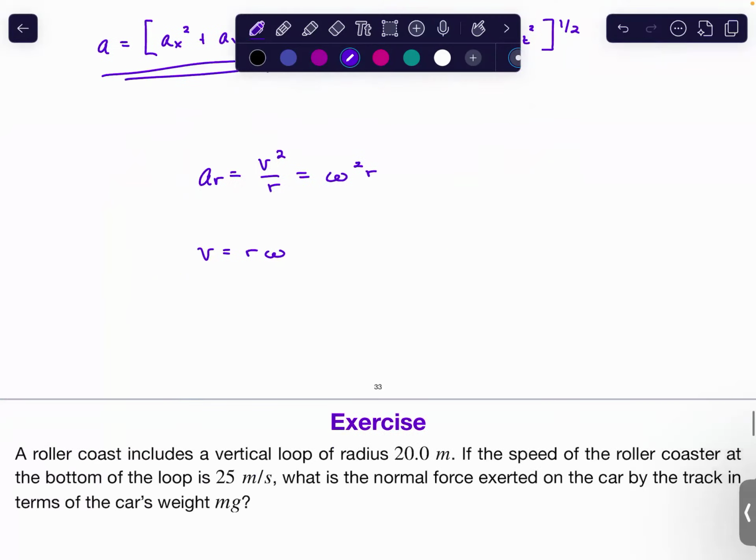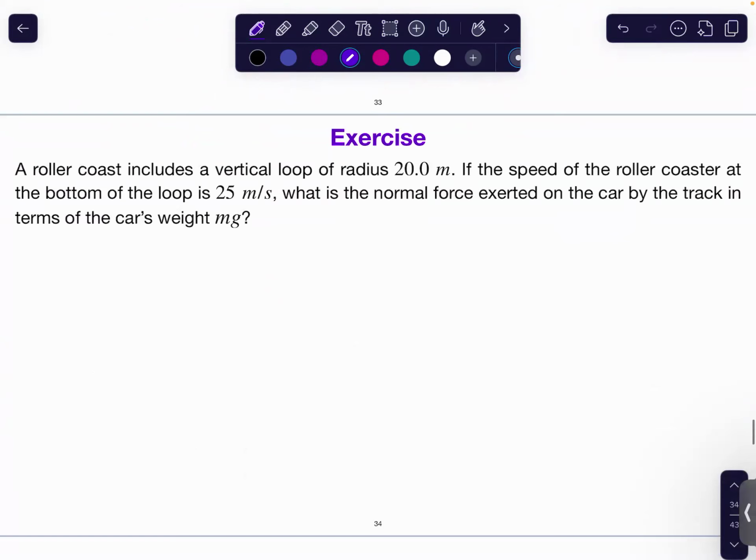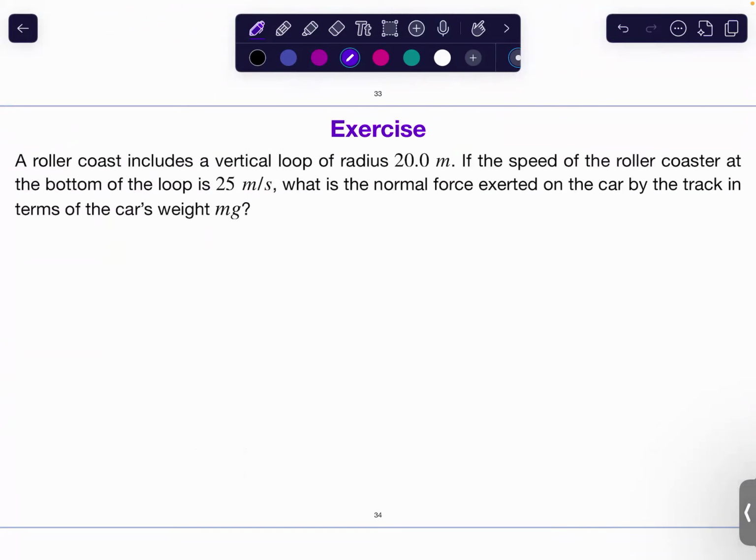Okay. So here we go. Roller coaster has a vertical loop, radius 20 meters.